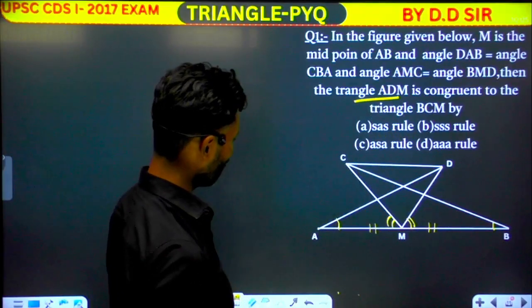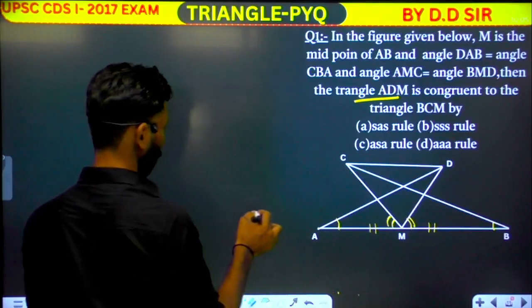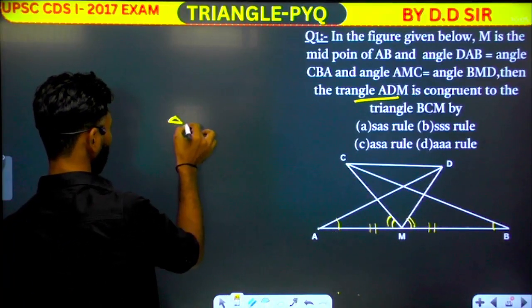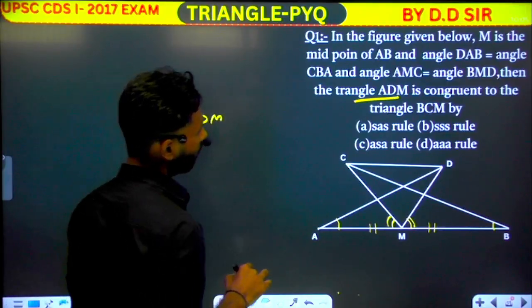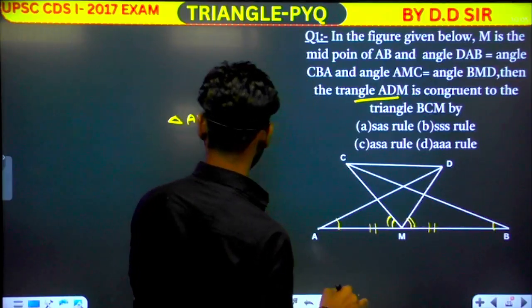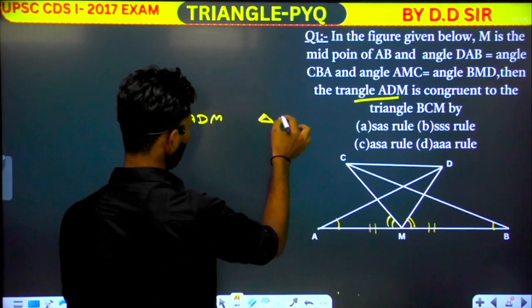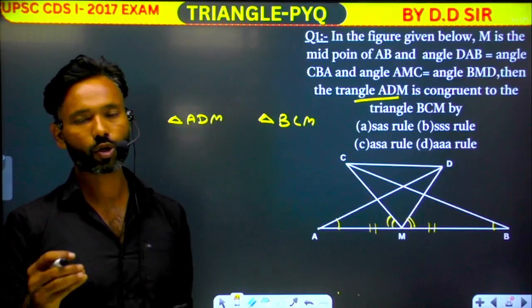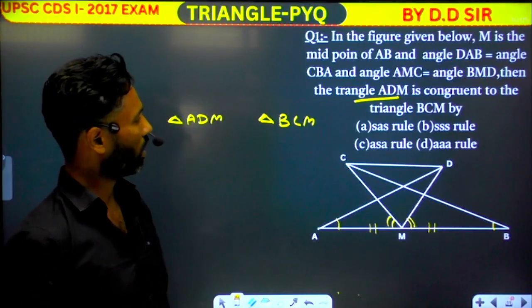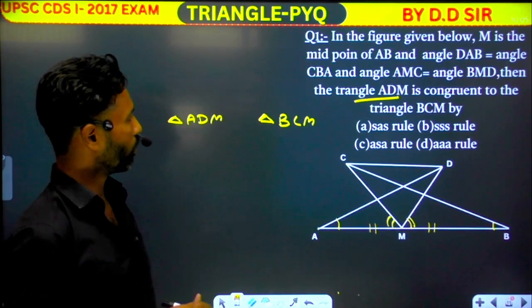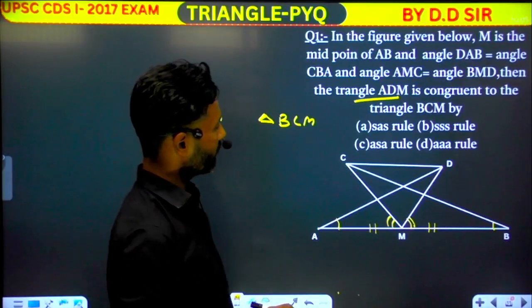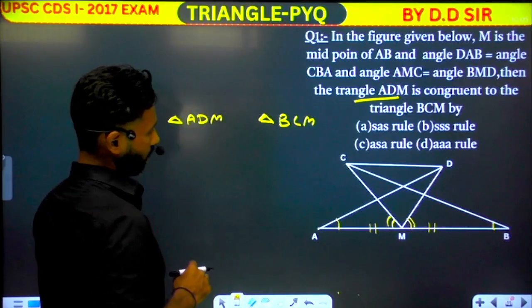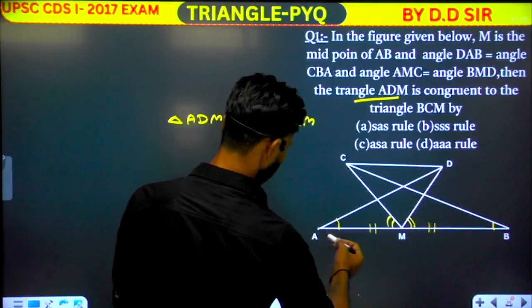Which one is triangle ADM? I'm writing it down. This is triangle ADM. And the next one is triangle BCM. It is already mentioned in the question that these two triangles are congruent. But we have to tell which property is applicable to prove these triangles congruent. First is SAS. Firstly, we will try to prove these triangles congruent, and this is triangle AMD.